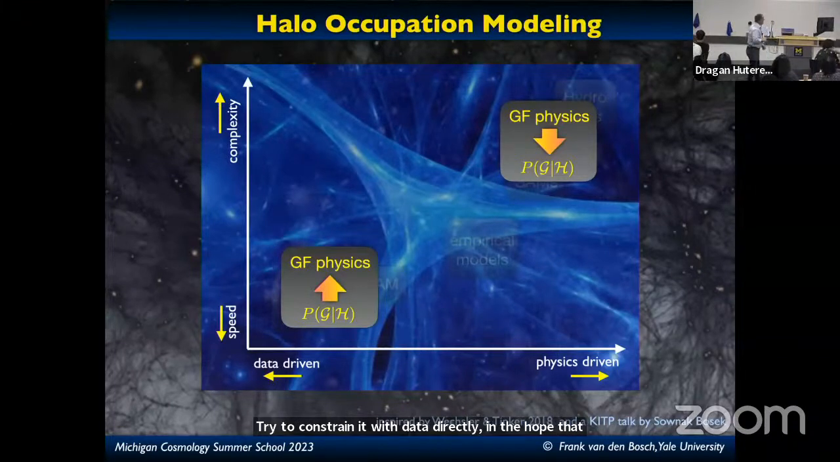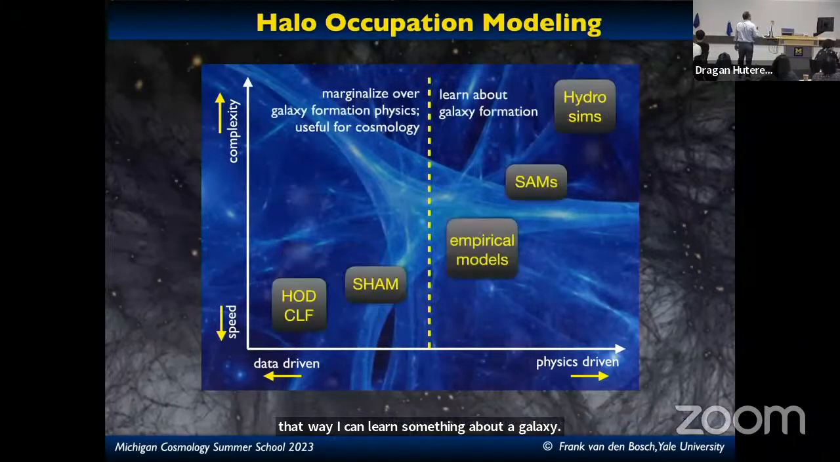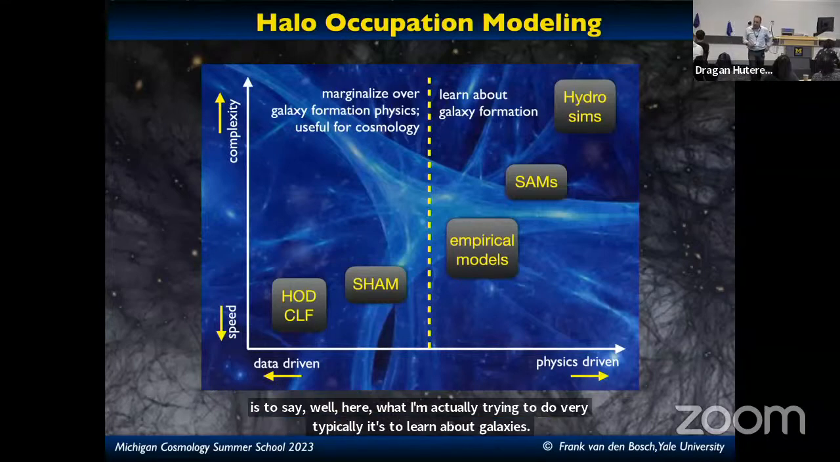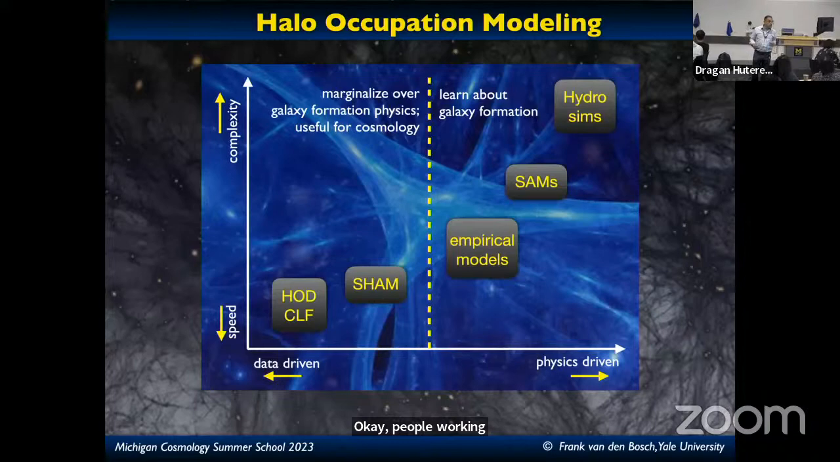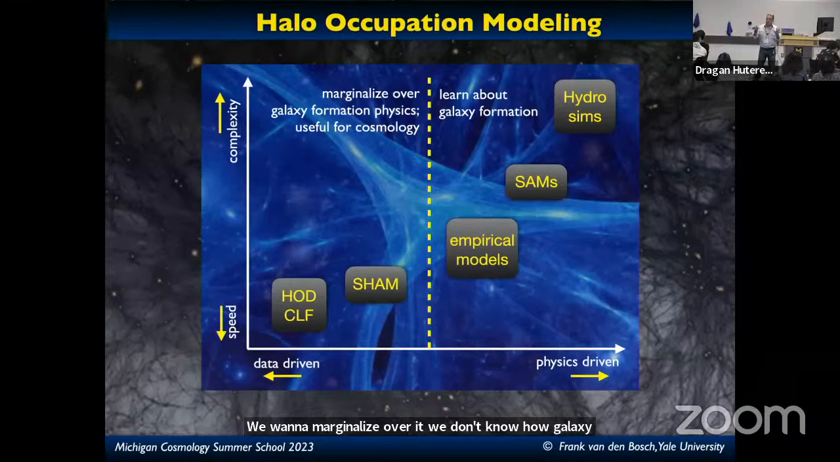Okay. Now, another way to split this up is to say, well, here, what I'm actually trying to do typically is to learn about galaxy formation. Okay, people who work in galaxy formation often run hydrodynamical simulations. But we're doing cosmology here. We don't care about galaxy formation. We want to marginalize over it. We don't know how galaxies form, it's complex. So what we want to do is marginalize over all our ignorance about the galaxy formation process. That's what we want to do. So we want to have a very quick, very fast way.